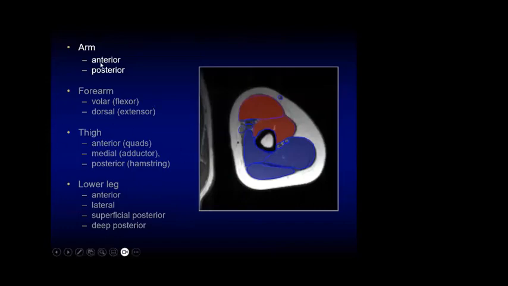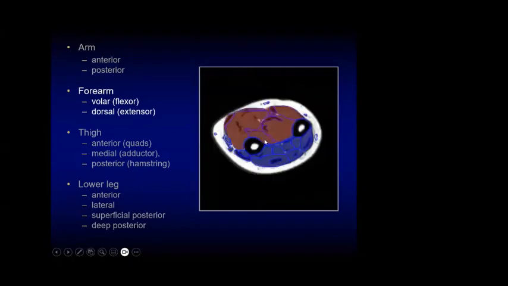If we talk about the upper extremity, in the arm we have the anterior and the posterior compartment, so there are two compartments in the arm. In the forearm, we have the volar or flexor compartment and the extensor compartment, with the interosseous membrane in the middle. So there are two compartments in the forearm.